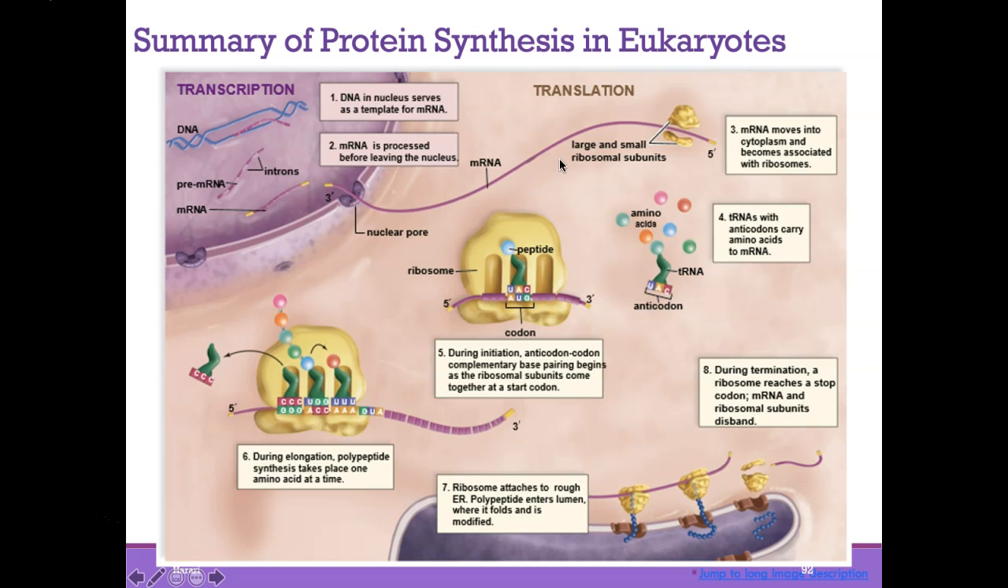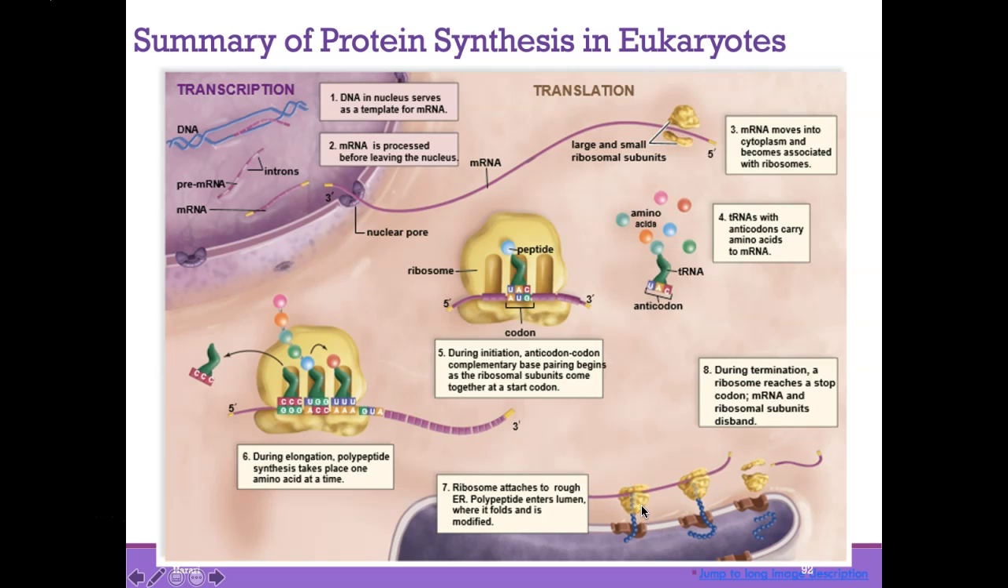Once the mRNA leaves the nucleus into the cytoplasm, it can be associated with ribosomes. tRNAs bring over amino acids, and they match up their anticodons with the codons of mRNA and put amino acids in the right sequence. And ribosomes put peptide bonds in between all those amino acids. When a stop codon is reached, the ribosome detaches and the protein is finished being made.